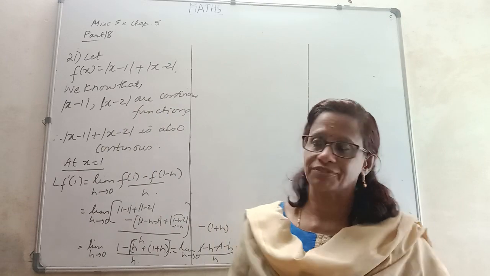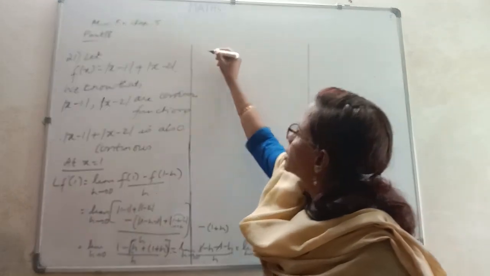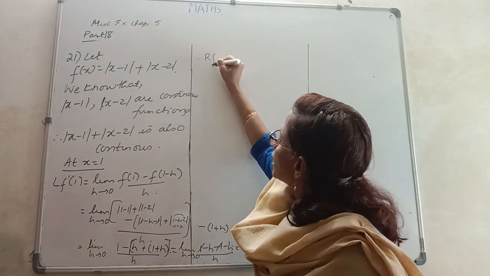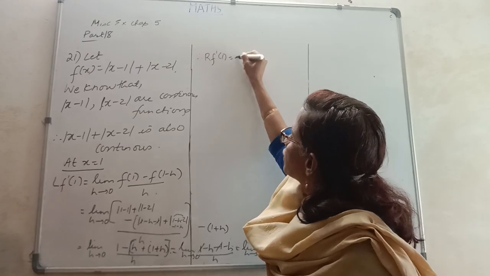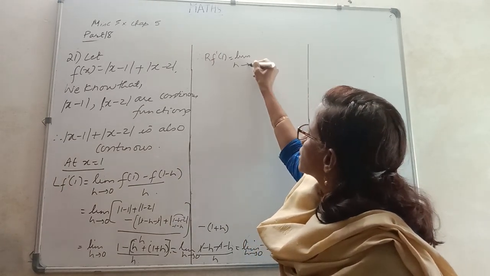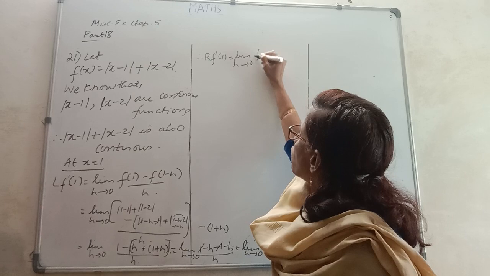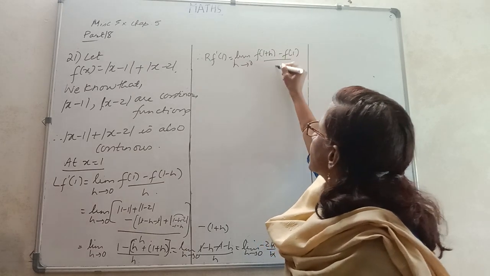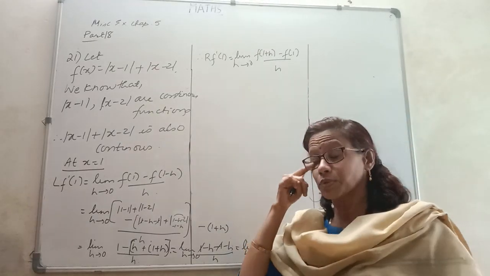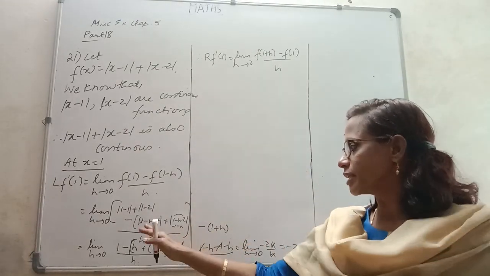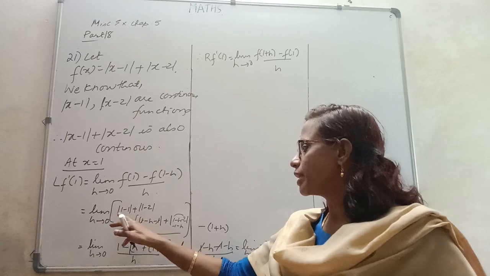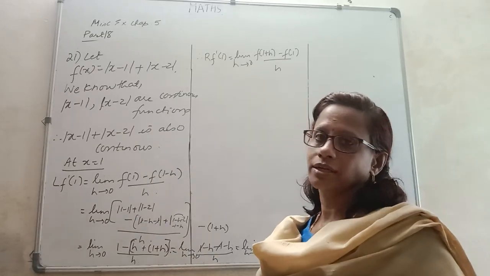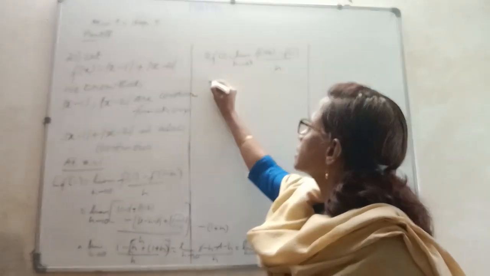Let's check what's the right differential and see how it goes. Therefore, what is the right differential at 1? Right differential at 1 by definition is limit as h goes to 0, f of 1 plus h minus f of 1 by h. Now f of 1, there's no need to do again because we have elaborately done it here and we've got the value. We've got that overall value for f of 1 is 1. So that we can take it up.